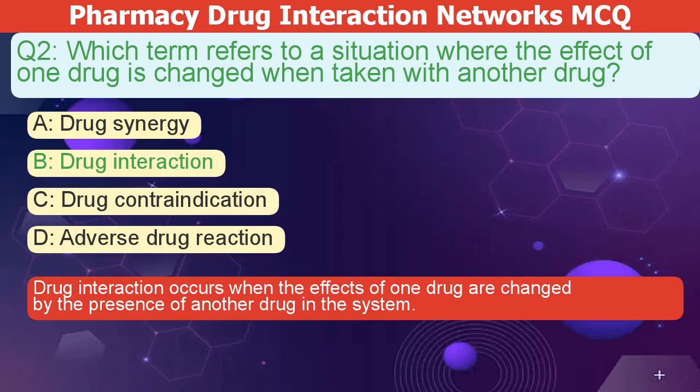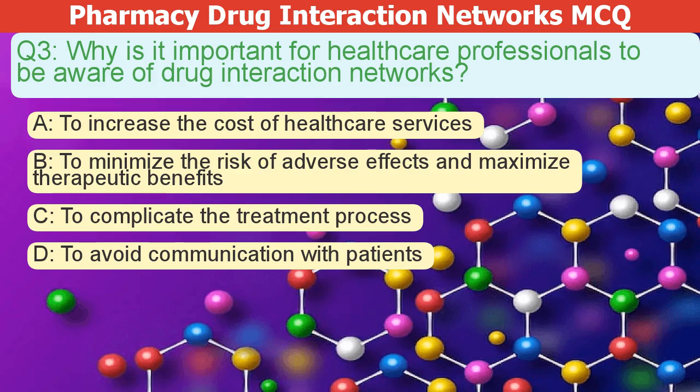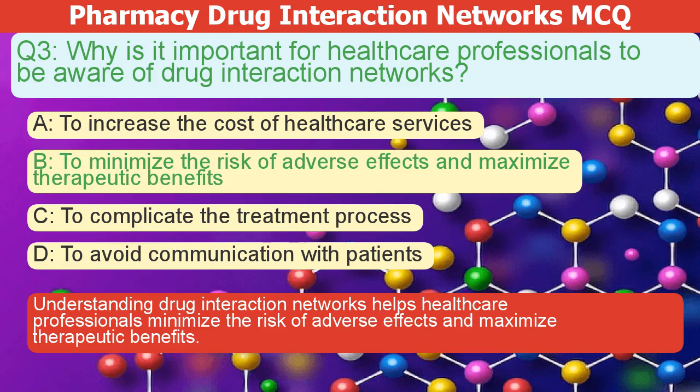Drug interaction occurs when the effects of one drug are changed by the presence of another drug in the system. Why is it important for healthcare professionals to be aware of drug interaction networks? A. To increase the cost of healthcare services. B. To minimize the risk of adverse effects and maximize therapeutic benefits. C. To complicate the treatment process. D. To avoid communication with patients. The correct answer is B.